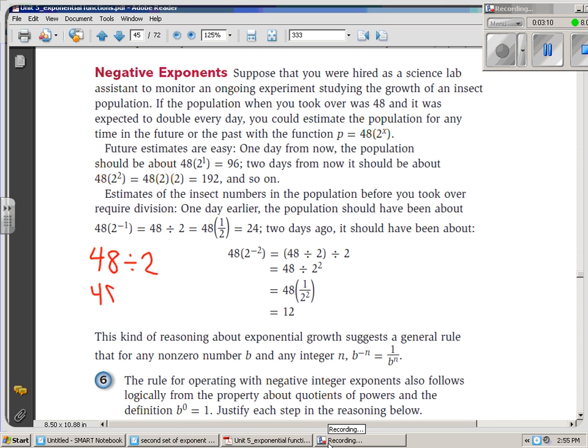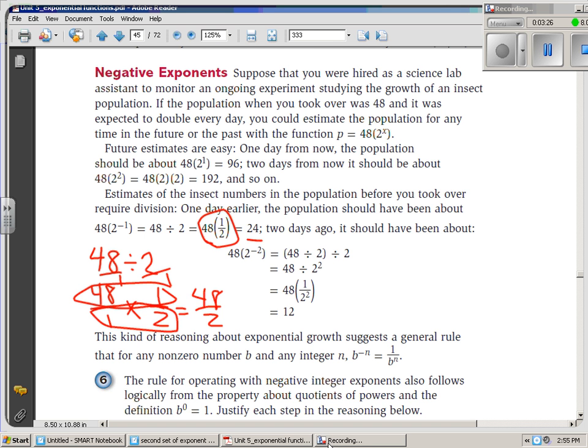Then we keep, we change, we flip. So that's where they get this from. And then when you multiply that, you get 48 divided by 2. When you multiply the numerators and the denominators, that is equal to 24.